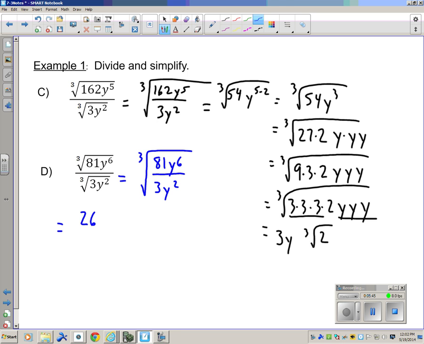No, 81 divided by 3 there is 27. So 27. And remember your powers there. y to the 6 divided by y to the second, you're going to subtract the powers. And we get 4.